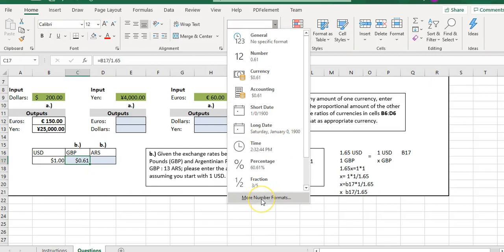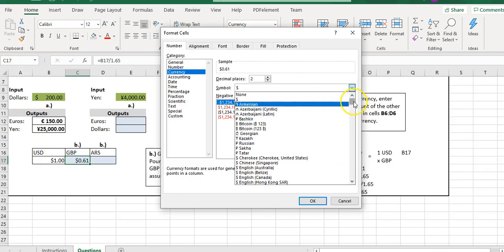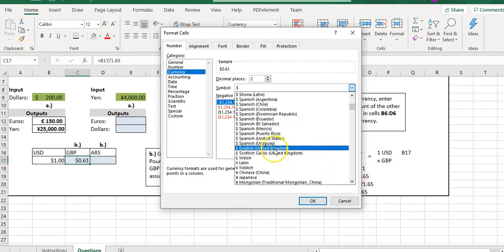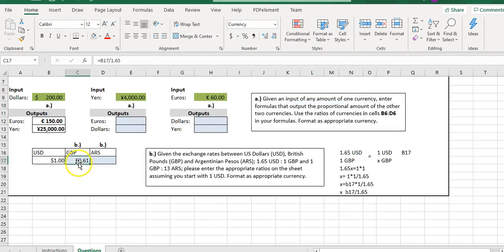But I want to go down here to where it says more number options or more number formats. And under currency here we have these symbol options. For the British pound, we want to find the one that either says British pound or the one that says United Kingdom. Unfortunately, you just have to scroll down until you find the one that says United Kingdom. Okay, you're going to choose that option and then say OK, and you'll notice that you have the British pound symbol now in front of it.